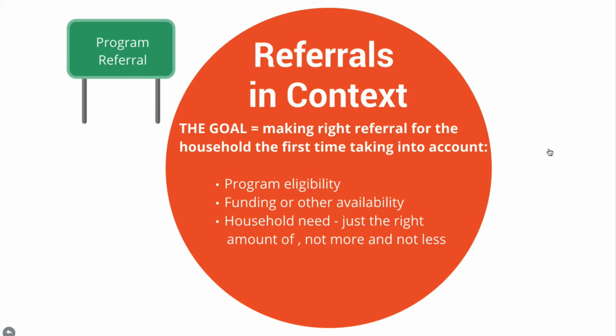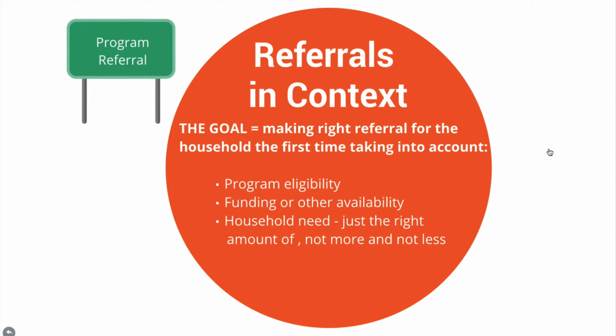Not more assistance than they need, because if we're giving one household more assistance than they need, we won't have enough for the next person to come, since we don't have enough resources to serve everyone. But we certainly don't want to give people less than what they need either. We want to be able to exit people to permanent housing and have them be able to stay exited, not return to homelessness.